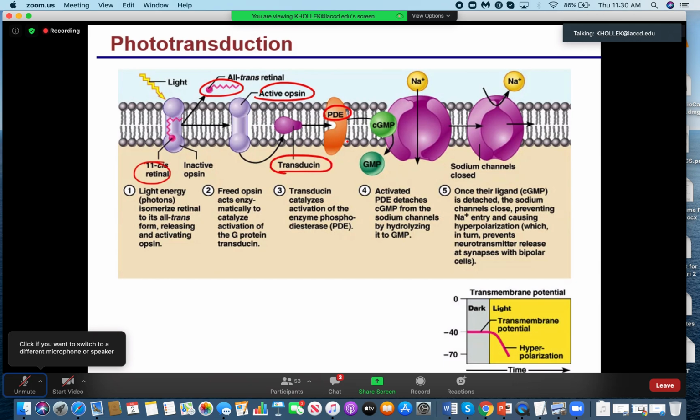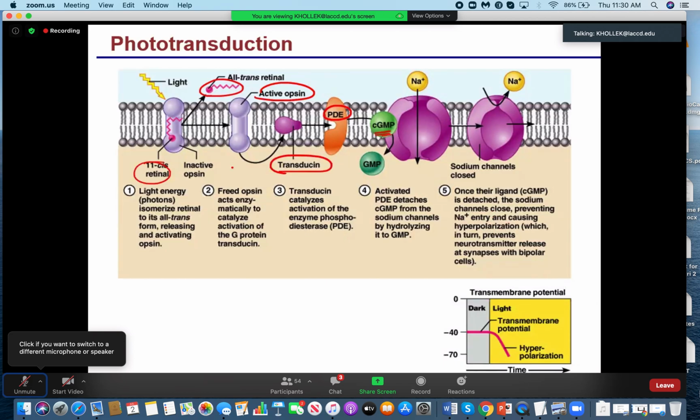Phosphodiesterase detaches the cyclic GMP. Now, cyclic GMP is always attached to certain sodium ion channels. All right, so a little bit, not a whole lot, a little bit of sodium is continuously coming in. That is during the dark era.